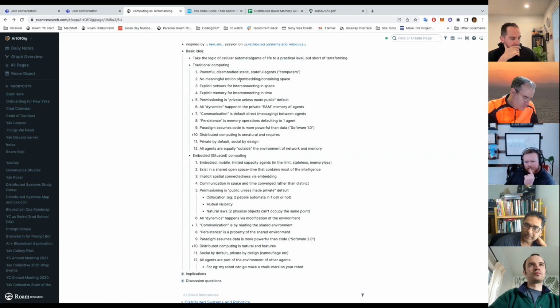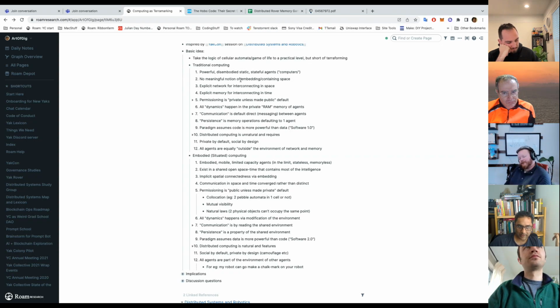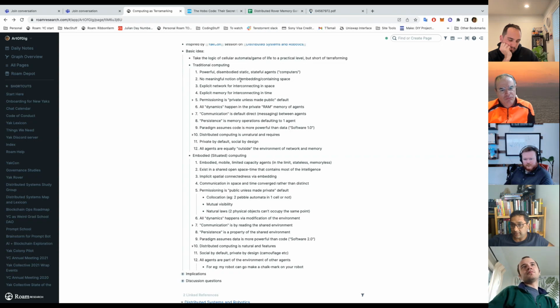In traditional computing, there's no meaningful notion of embedding or containing space. A computer doesn't really know its X, Y position until you attach GPS and tell it. It doesn't really know what time it is with reference to the stars or the waves or anything unless you give it a clock signal or a time protocol. Whereas embodied computing exists in a shared open space-time, and that contains most of the intelligence, including location and timing information. If you're a robot out there, you don't need an explicit clock. You can just look around and notice that the sun rises every day, and you have a clock signal right there.